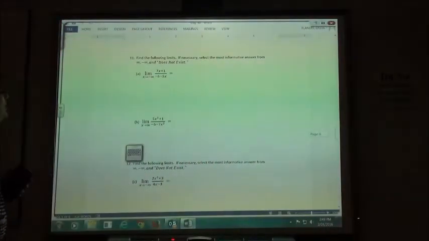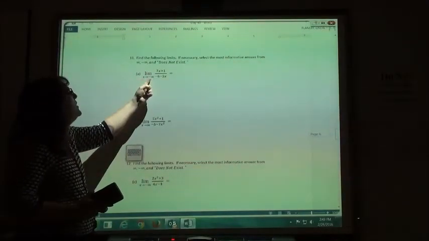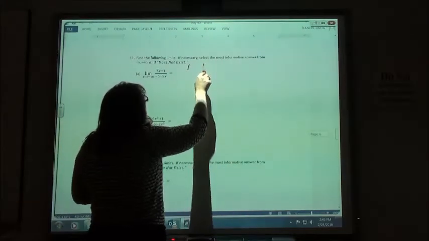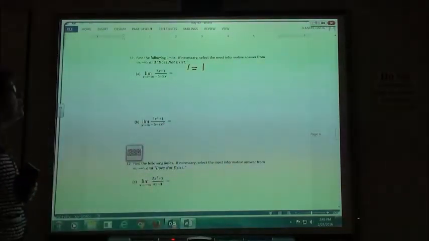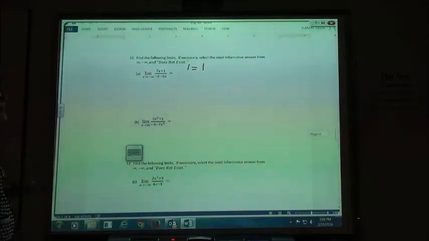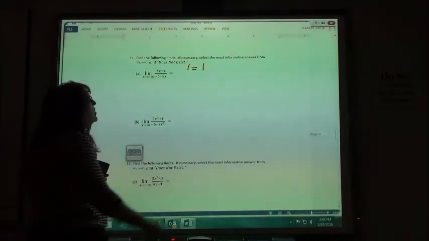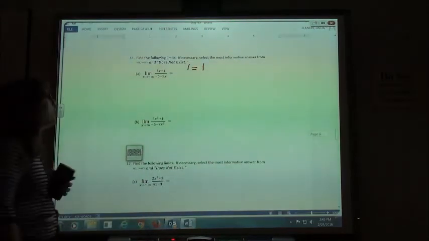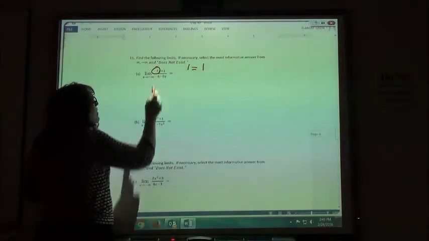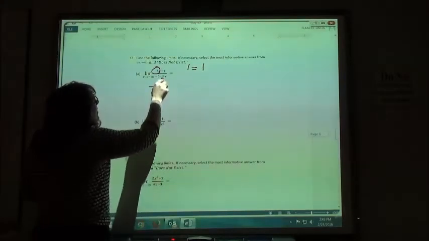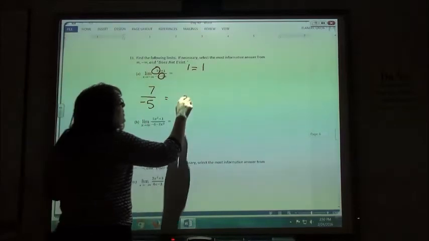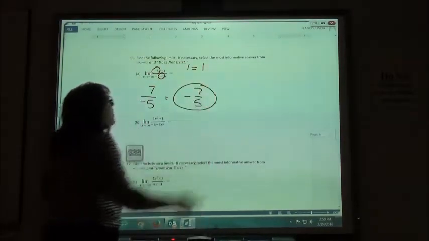All right, so if I look at the next one, I'm finding the limit as x approaches negative infinity. The degree of the top is 1. The degree of the bottom is also 1. So the degree of the top equals the degree of the bottom. So that means it's going to be the ratio of the leading coefficients. The leading coefficients are the coefficients of the number in front of your highest exponent term. So in this case, this would be my leading coefficient of 7. This would be the leading coefficient, the negative 5. And so I'm just going to have negative 7/5 for my limit.